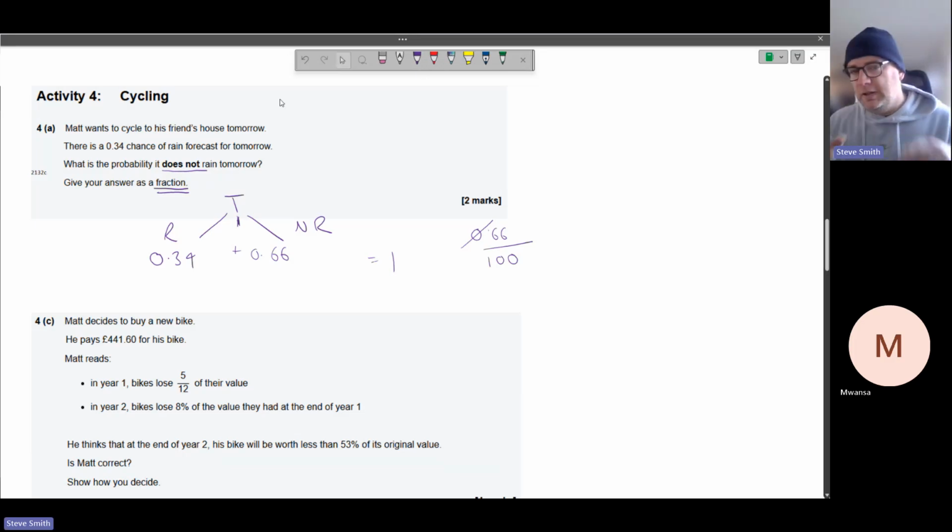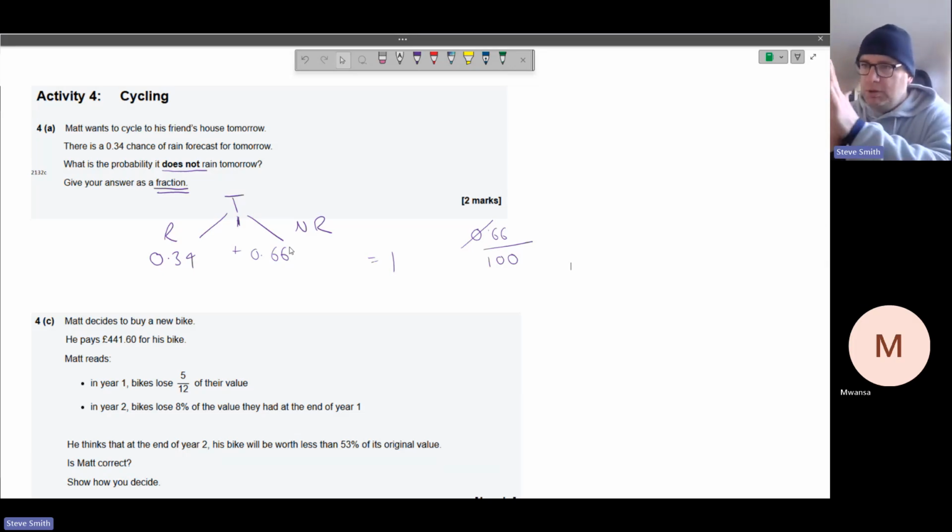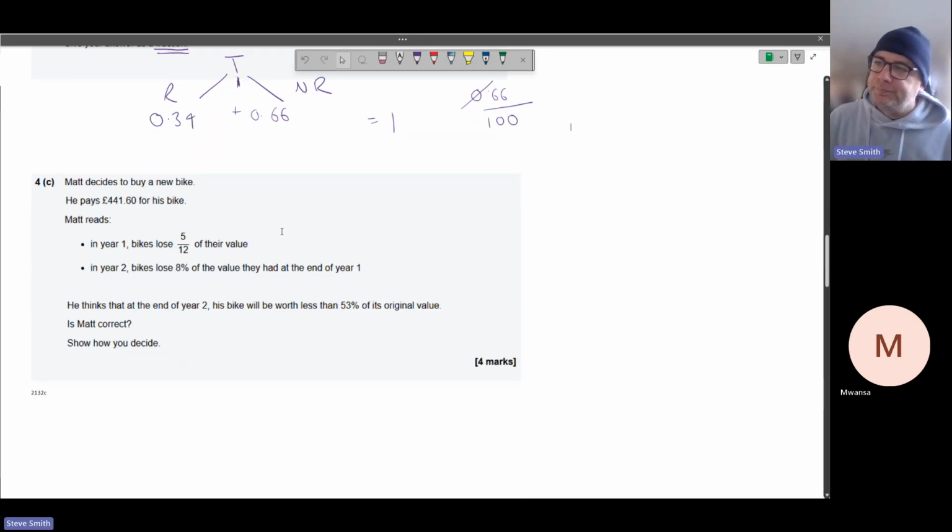So with probability, if it's a tree like that, we've made a little tree, the little prongs always have to add up to 1. If it's a tree going sideways, the two little numbers always have to add up to 1.